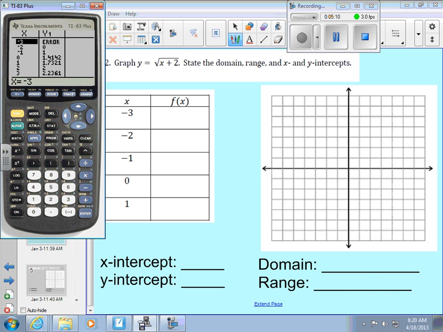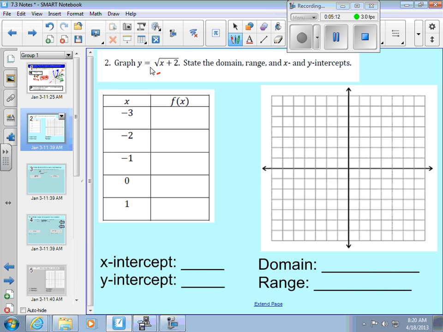If we put this number -3 in for x, -3 plus 2 is going to end up equaling -1. And if we do the square root of a negative, it doesn't come out to be a number that is real. It's an imaginary number.